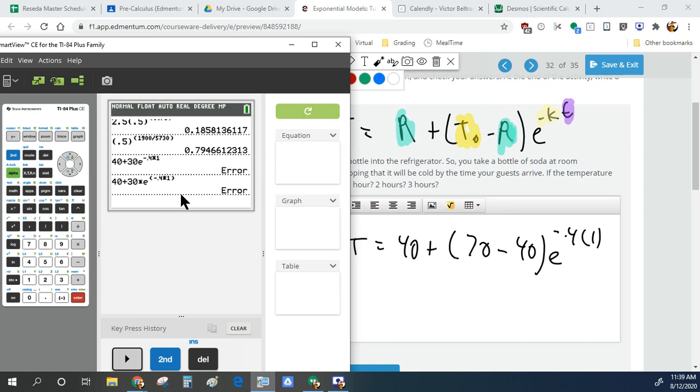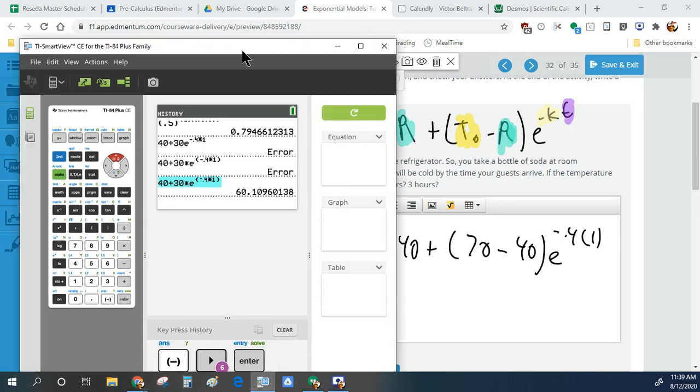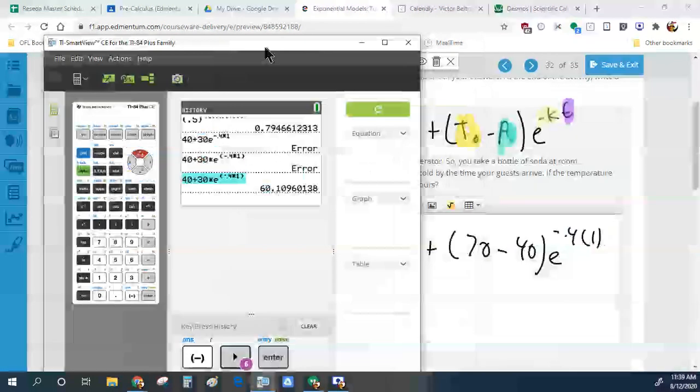Oh my gosh, I really hate how calculators don't know the difference between a negative and a minus. So that's what was happening: I had a negative there instead of a minus. So I probably didn't even have to do this little times there. So we're going to have 60.1. On your little chart, you'll put 60.1 there.